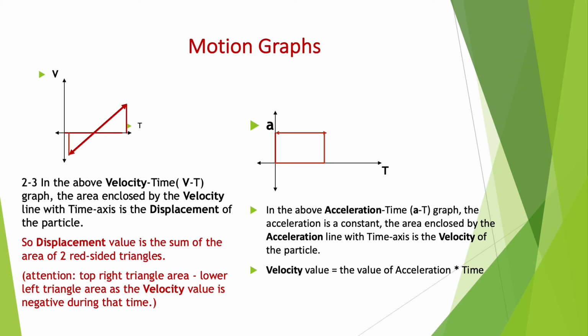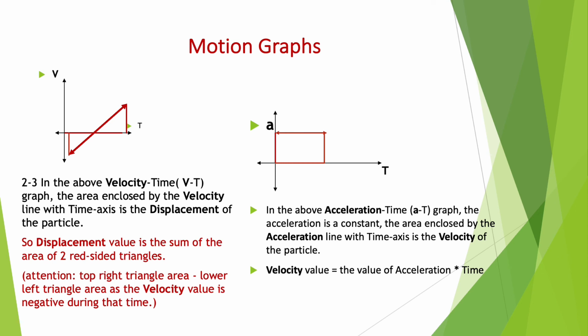Motion graphs. 2.3. In the above velocity time graph, the area enclosed by the velocity line and the time axis is the displacement of the particle. So the displacement value is the sum of the areas of the two red-sided triangles.